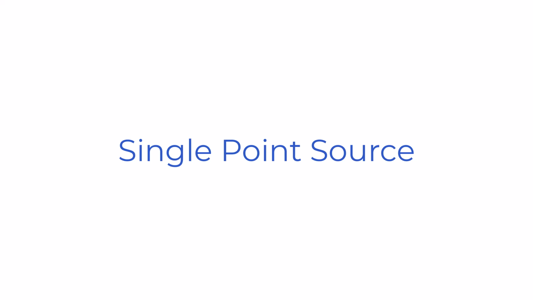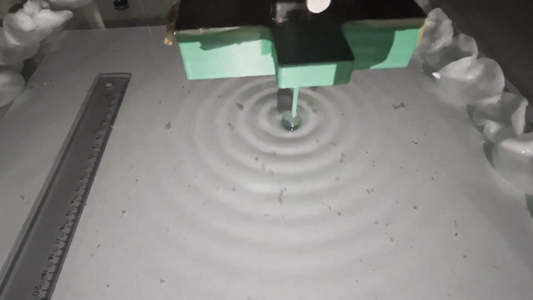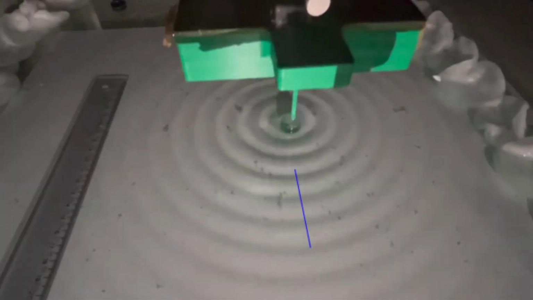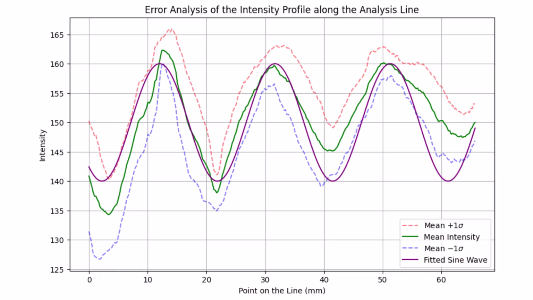Single point source. Here's a demonstration of the single point source. An analysis line with minimal background noise was chosen. With image processing, the individual frames were extracted from the video and frames that exhibit similar intensity profiles were chosen. The mean and the standard deviation of these intensities were calculated, and the mean plus and minus one standard deviation and a fitted sine wave were plotted. As can be seen, the waves exhibit a sinusoidal behavior.